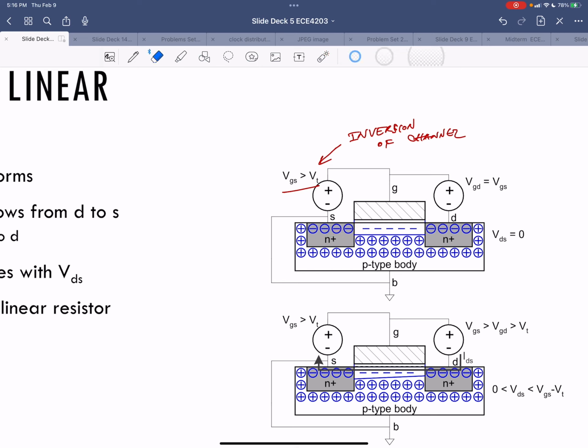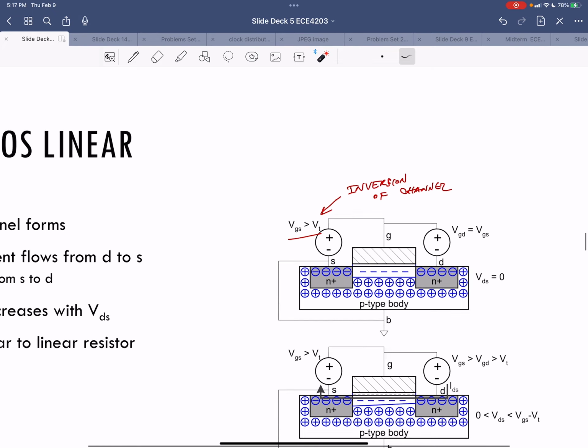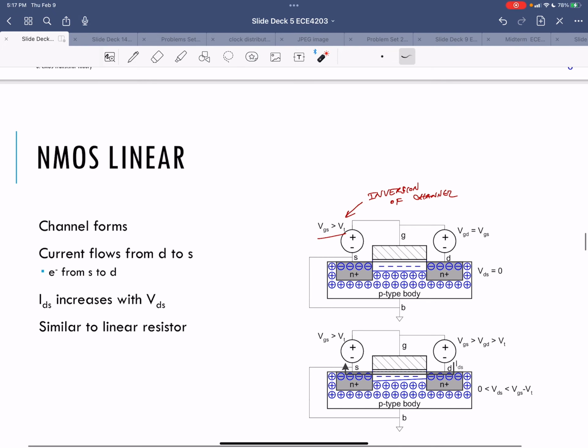channel. And then what happens if you make the gate source voltage a positive voltage? In fact, the electrons start moving from the source towards the drain, through this channel. So you start getting an IDS current. So beginning of current flow.